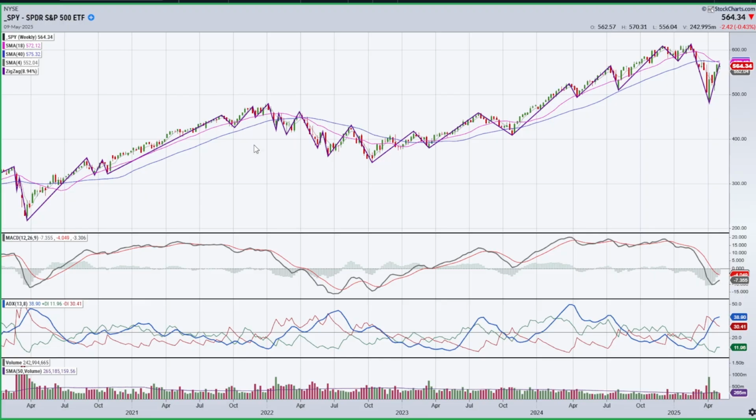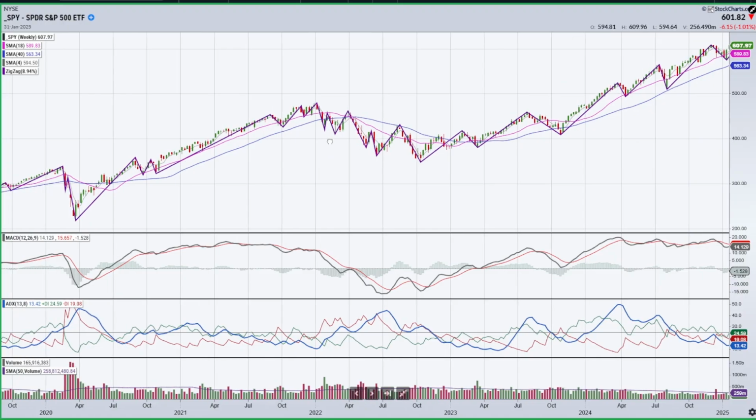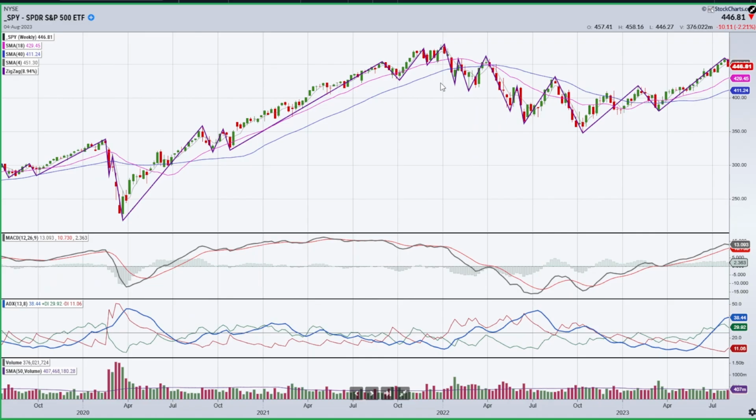Now, if we go back and look at the top of 2021, before we had our bear market in '22, look at the way this topped out. We made a higher high, came down and made a lower low. And then we immediately made a lower high and a lower low. So once this happened right here, we knew that the trend had shifted. That's a trend change.